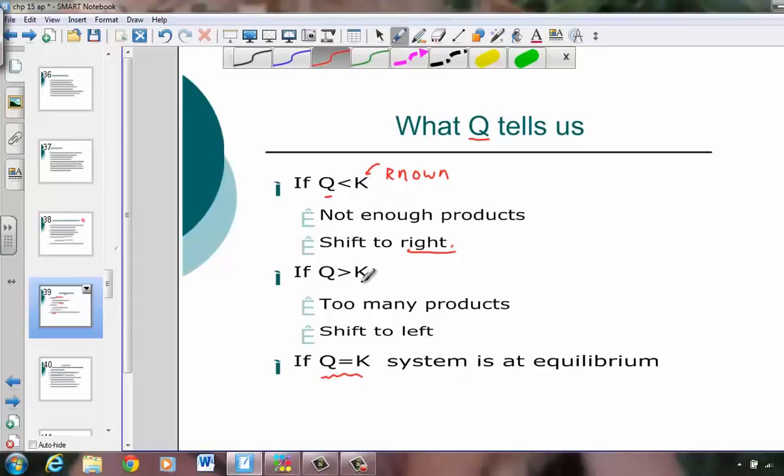If Q is too small, we need more product, head to the right. If Q is too big, we have too many products, shift to the left, make the number smaller when we take products over reactants. The reaction quotient is a number that we use to compare to the known equilibrium constant to make the decision: are we at equilibrium, if they're the same number? Are we heading to the right, Q is smaller than K, or are we heading to the left, where Q is larger than K?